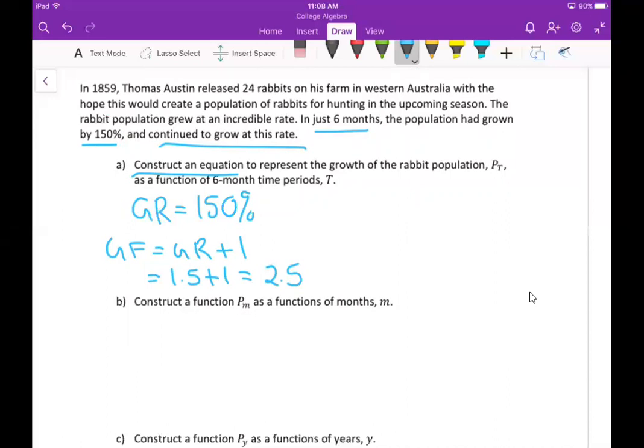So I want to use t first. We're going to keep this a little bit simpler at first and come up with a function for the population every 6 months. Use that original input variable, right?